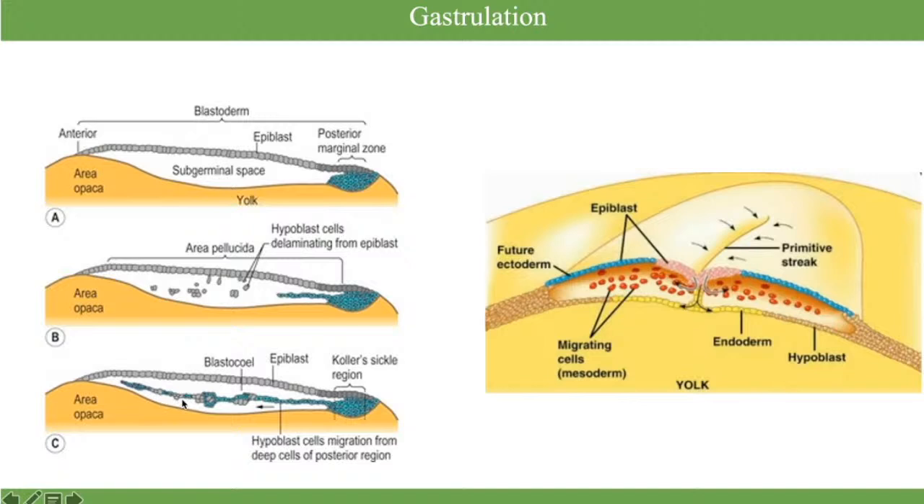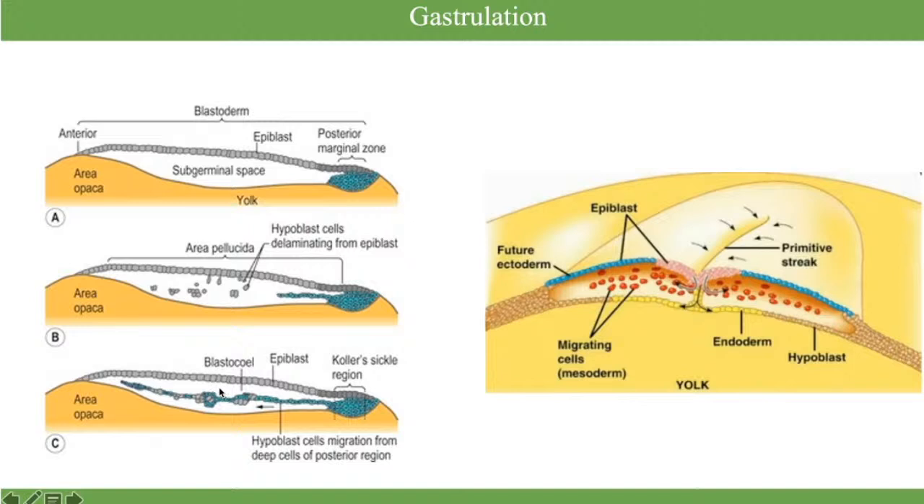Next, what happens? The two-layered blastoderm comprising epiblast and hypoblast. You see, now two layers are formed. The upper one is known as epiblast, and this is known as hypoblast. They together join at the margin of area opaca. It means they both come and join at this part. When they join at this part, a cavity is formed between epiblast and hypoblast.